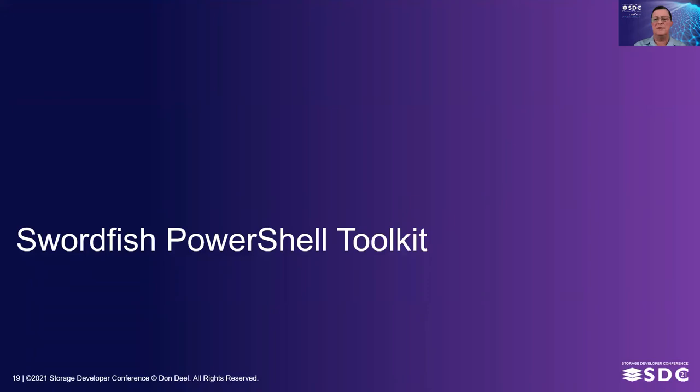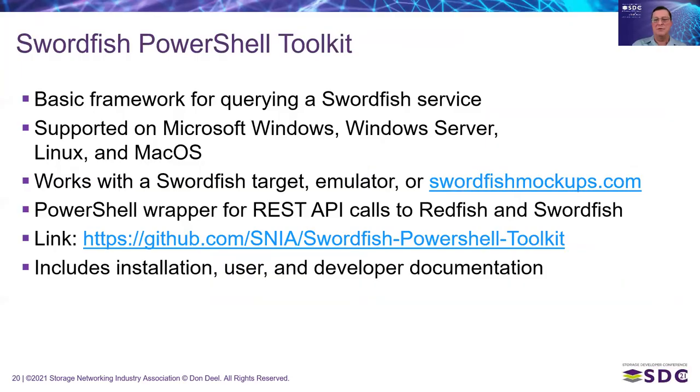The next SNIA open source tool is a PowerShell toolkit that can simplify accessing a Swordfish implementation from an emulator or a Swordfish implementation. The Swordfish PowerShell Toolkit is a basic and flexible programming framework for querying a Swordfish service. It is supported on Microsoft Windows, Linux, and macOS, and it works with the emulator, a Swordfish service, or even the mockups on swordfishmockups.com. It is a PowerShell wrapper for REST API calls that access information in a Swordfish service.